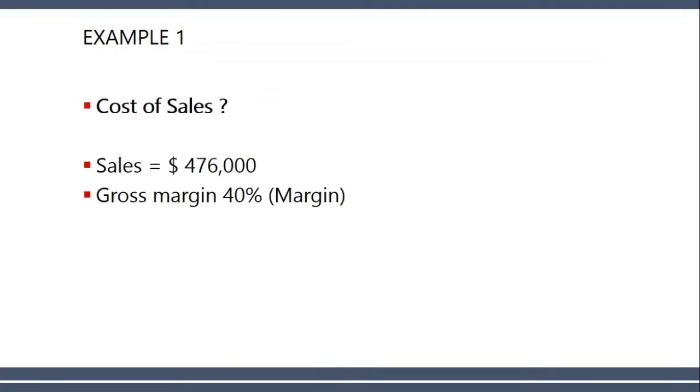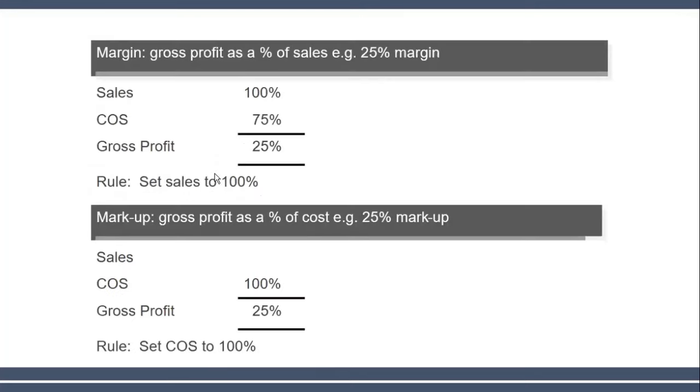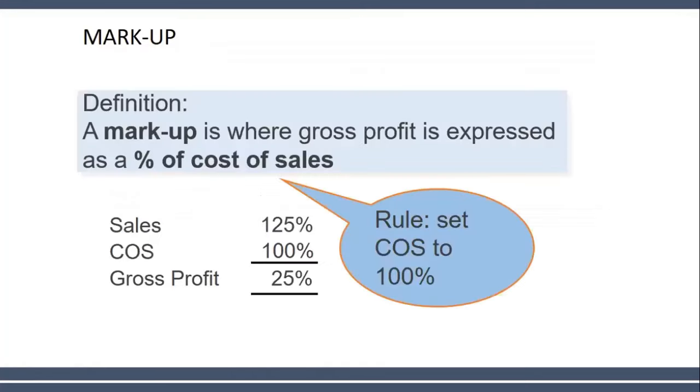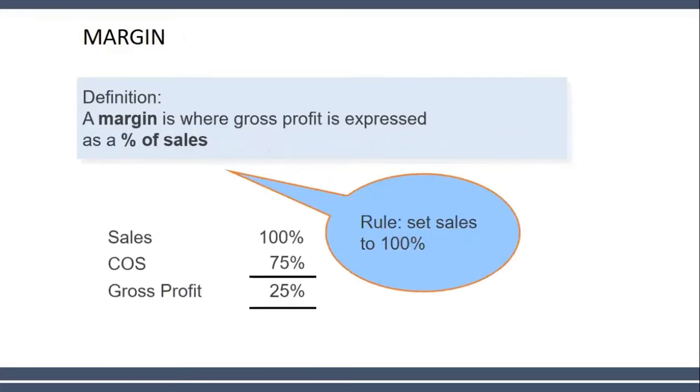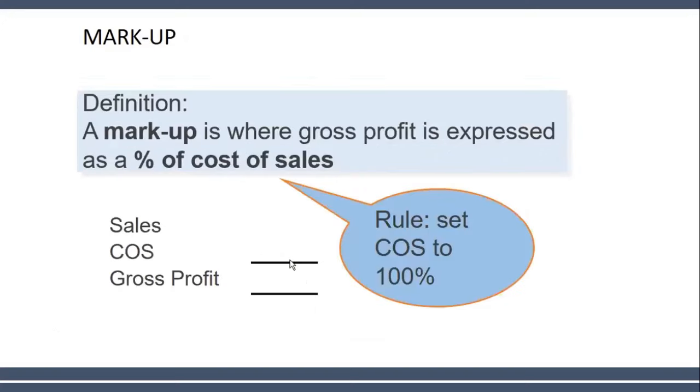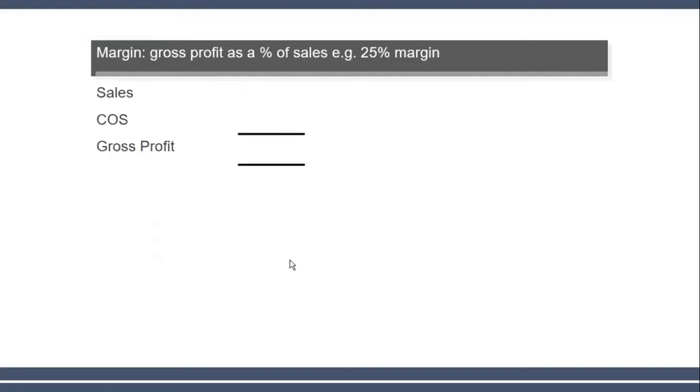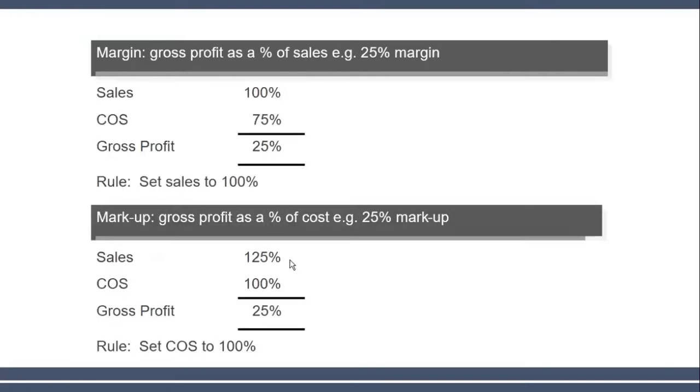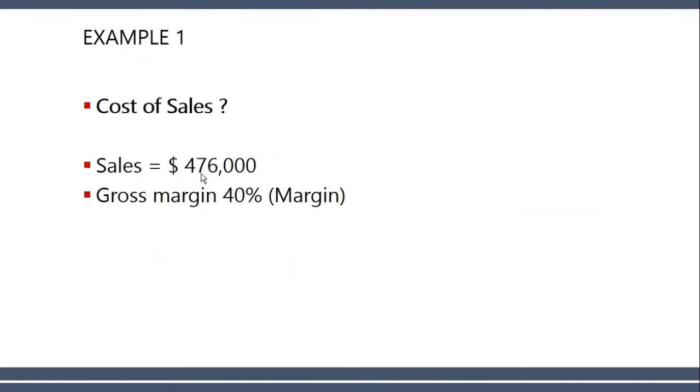Because it is a case of margin, it means that selling price is 100%. Remember, in case of margin, we said put sales as 100% and cost of sale will be less. So in this example, they have given us sales here, which is 476. This is 100%. 40% is margin. It means cost of sale should be 60%. 60% of this. Very simple.